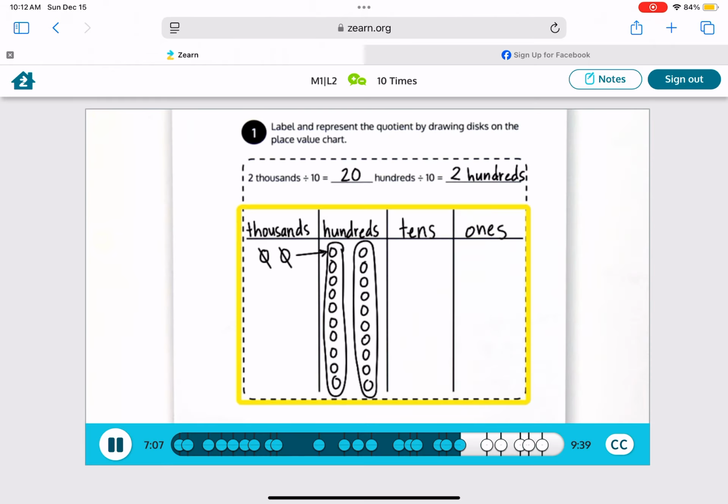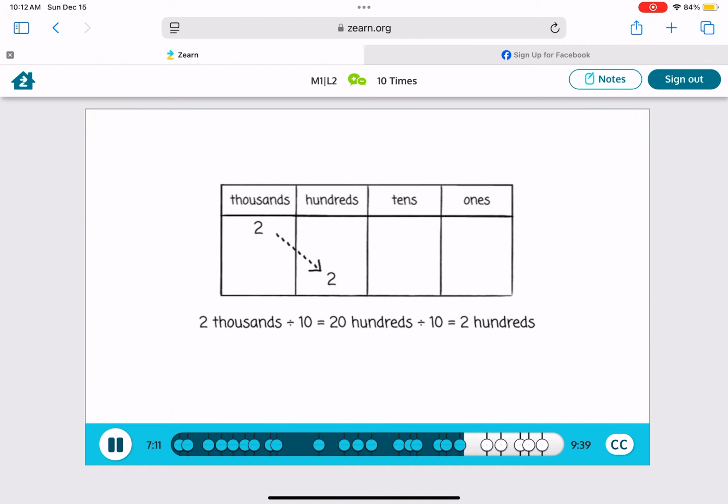Let's review our work and look for patterns on the place value chart using numbers rather than disks. We divided 2 thousands by 10. 2 thousands divided by 10 is 2 hundreds. The digits stayed the same, 2 here and 2 here, but what changed was the unit of the quotient. It moved one place value to the right.